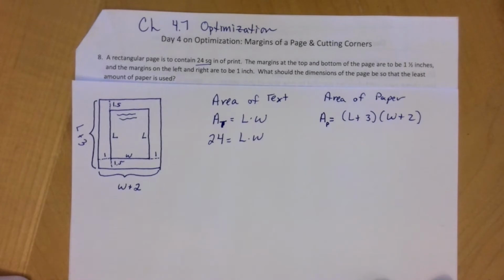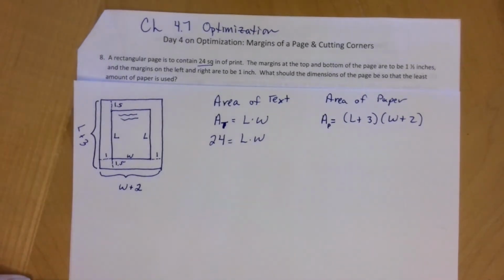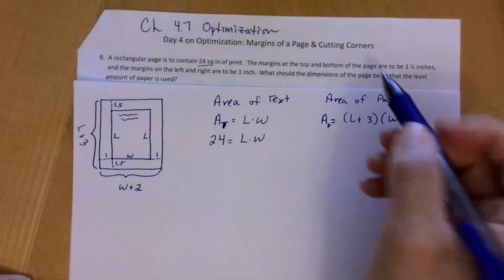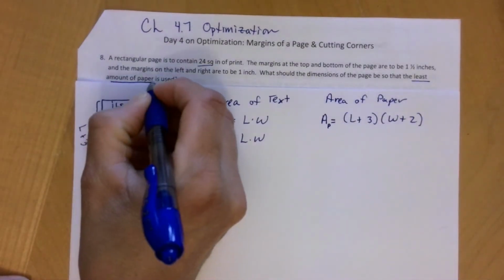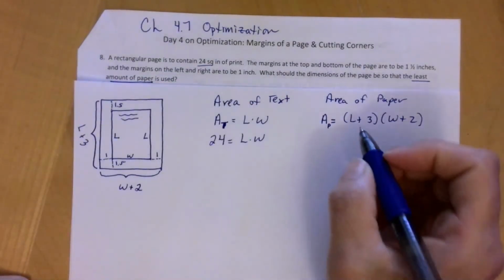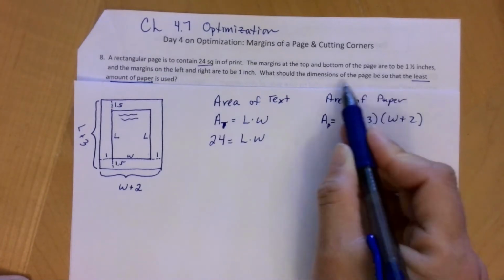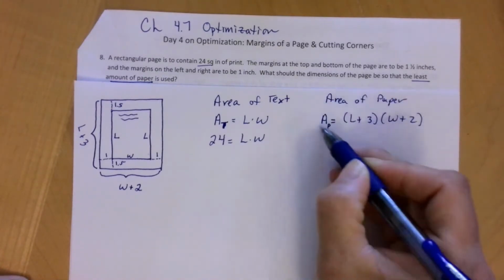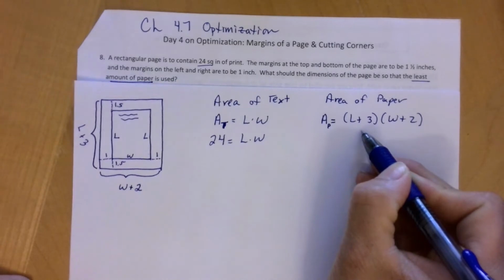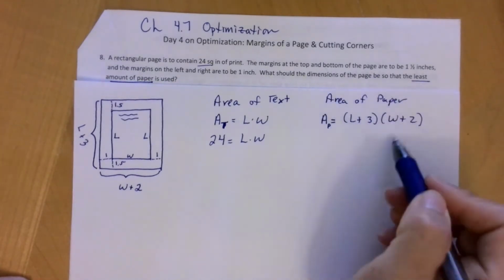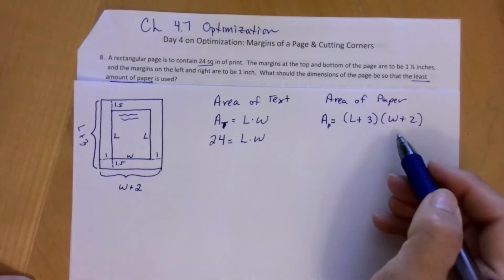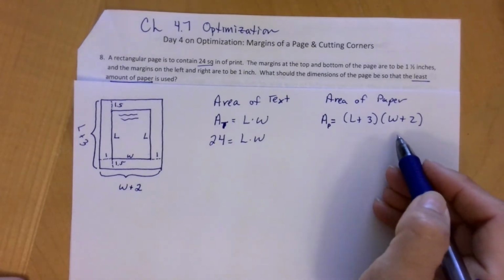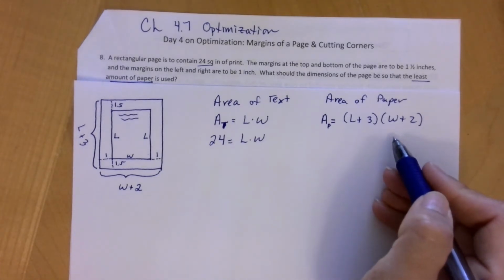And let's kind of take it back to what they're asking us to find. They want us to find the dimensions with the least amount of paper, so the least area. So I am minimizing area. So the area of the paper is what I'm finding a minimum of. So the area of the paper formula is what I want to find the derivative of. We know finding a minimum means I'm going to set my derivative equal to 0 to find my critical values.